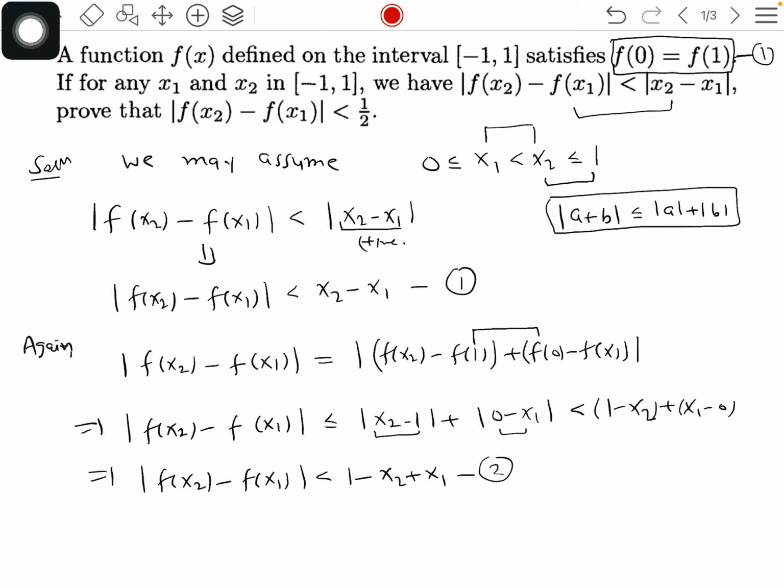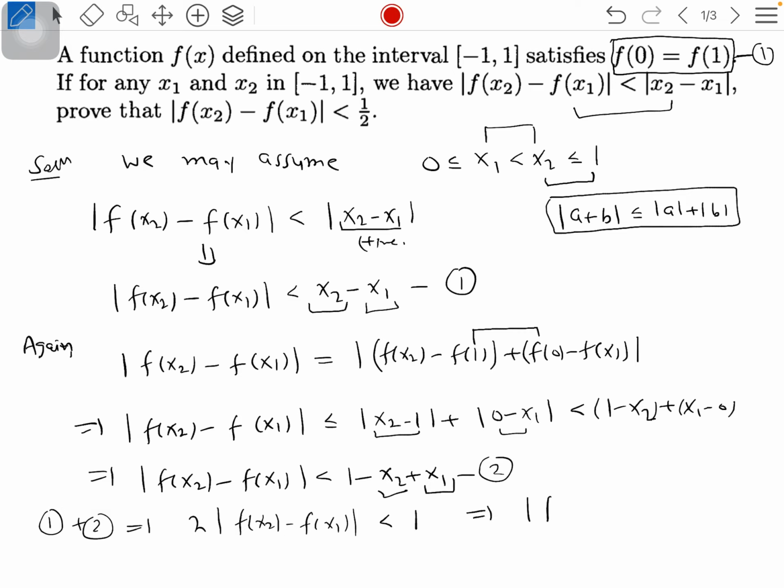And if we add 1 and 2, 1 and 2 imply 2 times mod of f(x2) minus f(x1) is less than, here x2 is positive, here x2 is negative, here x1 is negative, and here x1 is positive, so this is less than 1. This will imply mod of f(x2) minus f(x1) is less than half. Hence proved.